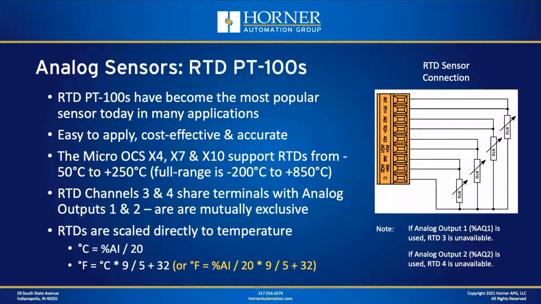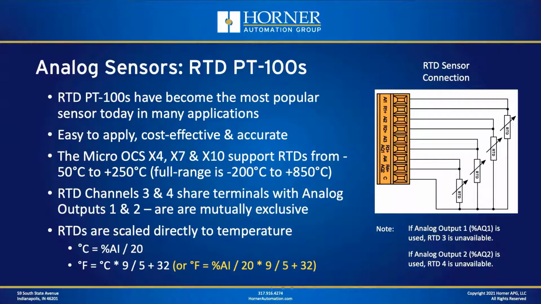Now, from a scaling standpoint, the Micro OCS scales the RTD inputs directly into temperature, and it's in 20th of a degree Celsius type increments. So that means if you want to scale the RTD and display it on the screen or use it in your application, for degrees Celsius, you just divide by 20, take the analog input value, divide it by 20.